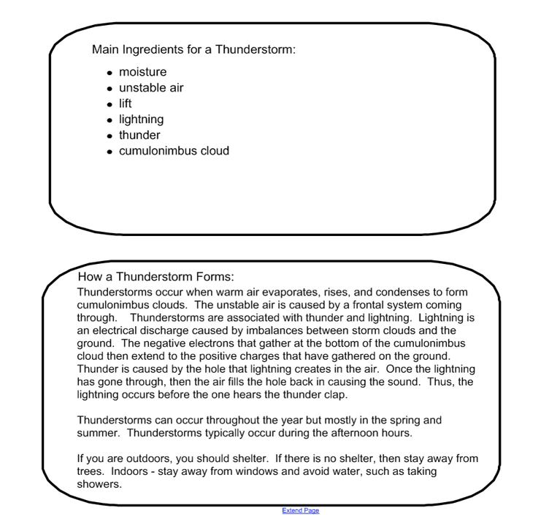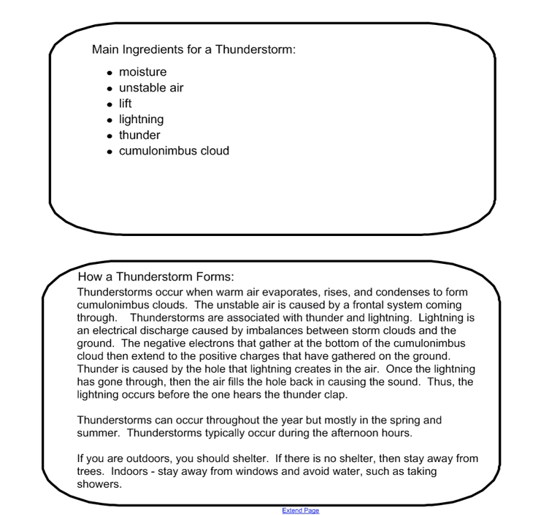So thunderstorms are associated with thunder and lightning. Lightning is an electrical discharge caused by imbalances between storm clouds and the ground. The negative electrons that gather at the bottom of the cumulonimbus cloud then extend to the positive charges that have gathered on the ground, and opposites attract. So that is why you have lightning as they come together.